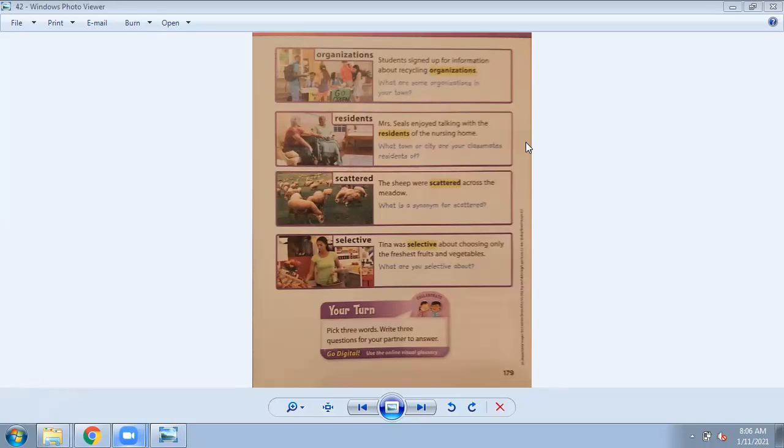The sheep were scattered across the meadow. Meadow, okay, across the meadow. All right, so a meadow is a big open field. The sheep are scattered, meaning that they are just all over the place in no particular order. They're just spread out across the meadow. Okay, thank you, Iyad.